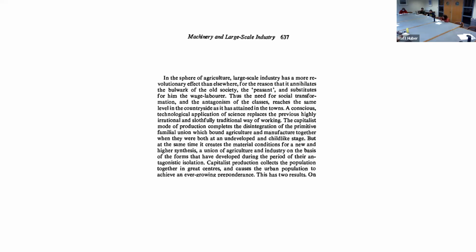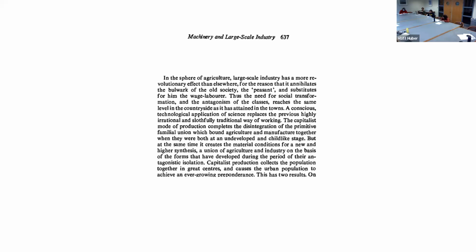And here again, a conscious technological application of science replaces the previously highly irrational and slothfully, he's mean about peasants sometimes, slothfully traditional ways of working. The capitalist mode of production completes the disintegration of the primitive familial union, which bound agriculture and manufacture together when they were both at an undeveloped and childlike stage. But at the same time, it creates the material conditions for a new and higher synthesis. We've been saying this over and over again. A union of agriculture and industry on the basis of the forms developed during the period of their antagonistic isolation.